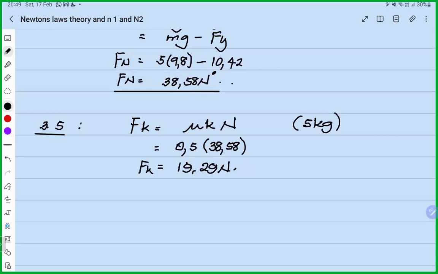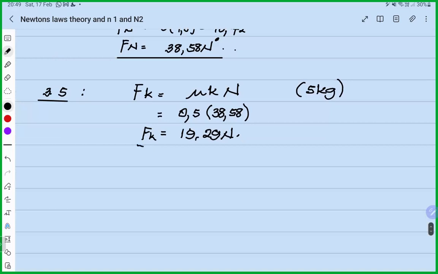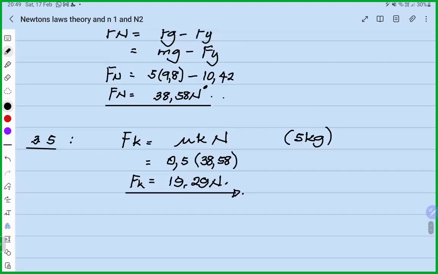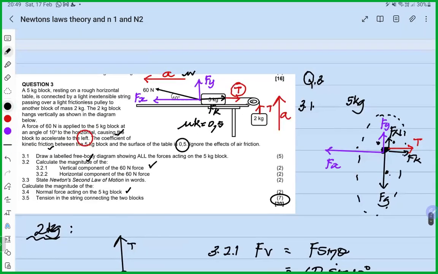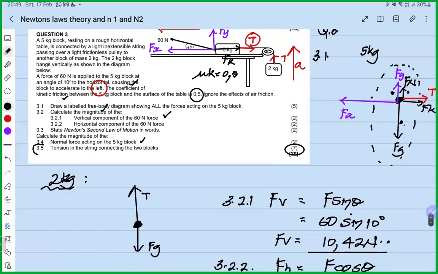Now that I've got the frictional force, I go back to each one of them and I set up Newton's second law. Remember, this time I want to eliminate the acceleration because I want to solve for tension. So going back, the next question says 3.5.